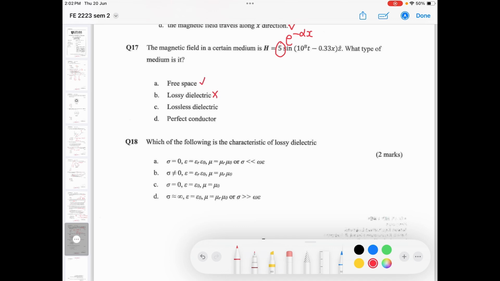We look at the first one, the free space. When the magnetic field travels in free space, the wave velocity will be a fixed number, that is 3 multiplied by 10 power 8. Here we know what is the beta and what is the omega, so we can link this wave velocity with omega and beta. Omega is 10 power 8 and beta is 0.33. You can see what we can get.